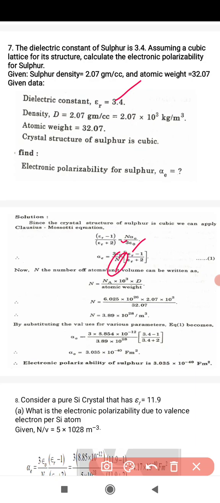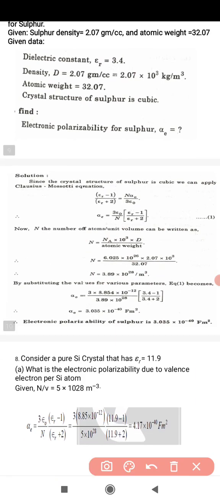Now we find the value of N. N is the number of atoms per unit volume. N is equal to Na into 10 power 3 into D divided by atomic weight. Na is the Avogadro number 6.025 into 10 power 26, into 10 power 3, into D, which is 2.07, divided by the atomic weight, which is given as 32.07. Finding the N value, we get 3.89 into 10 power plus 28 per meter cube.